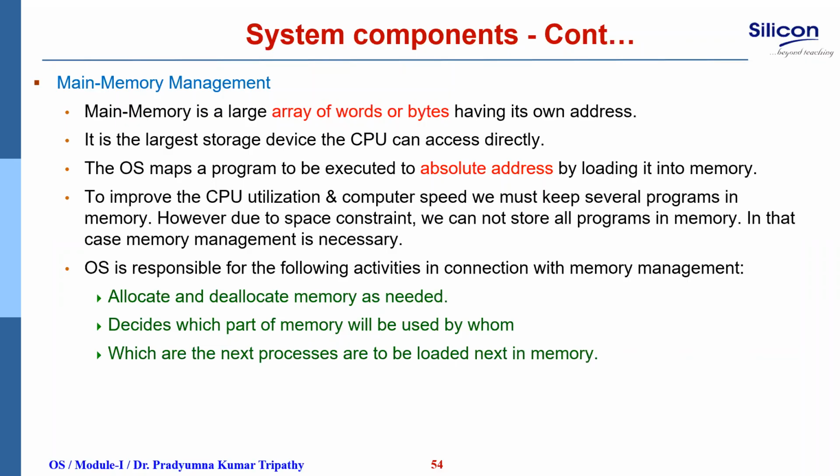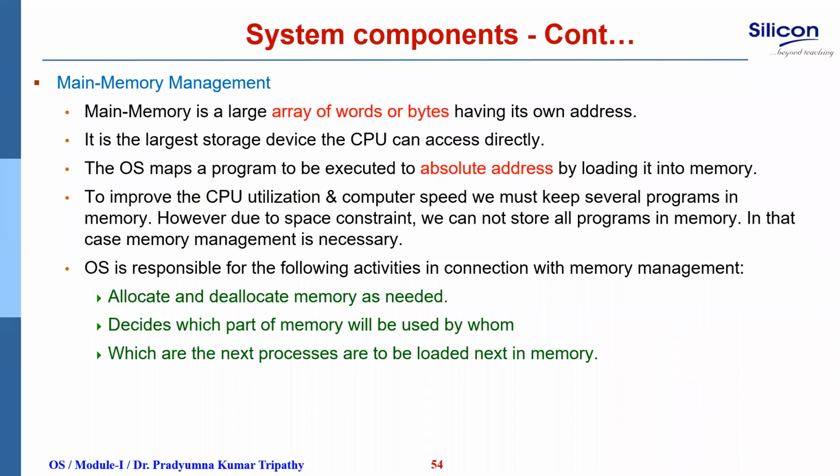The operating system maps a program to be executed to absolute addresses by locating it into memory. The operating system will load the program somewhere in the memory. The actual address where it is stored is called the absolute address, the effective address from which the value is to be extracted. There is also another address called the relative address, which is the difference from the base address. Anyway, that we will discuss later. Just remember that a program has to be loaded into memory, and the address where it is stored is your absolute address.